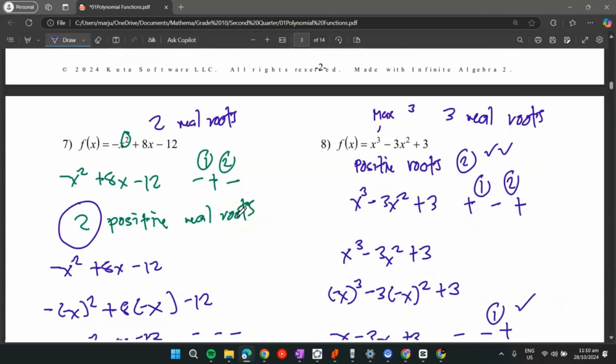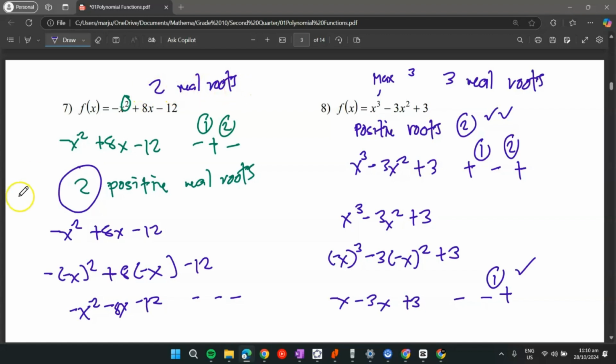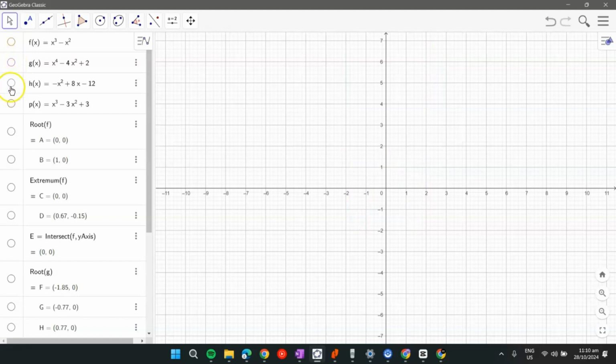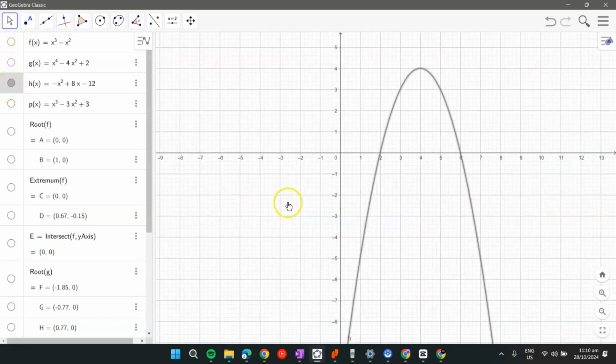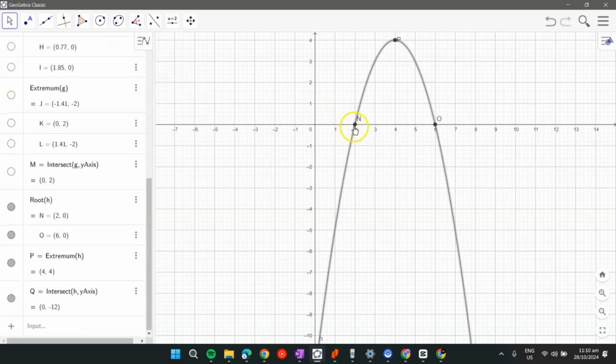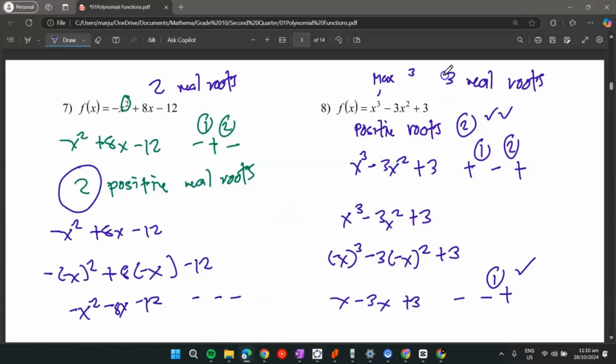What about number 7? We said we have 2 real roots. Both of them are positive. So let's try. Let me just hide everything. Alright. This will be our graph. And then look, we actually have, again, our roots. 2 and 6. No negative roots. Okay?